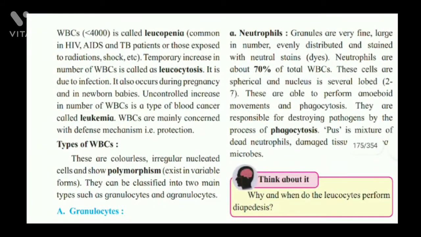So let's see neutrophils. Granules are very fine, large in number, evenly distributed and stained with neutral dyes. Neutrophils are about 70% of total WBCs. These cells are spherical and the nucleus is several lobed, that is 2 to 7. These are able to perform amoeboid movements and phagocytosis. They are responsible for destroying pathogens by the process of phagocytosis. Pus is a mixture of dead neutrophils, damaged tissues and dead microbes.